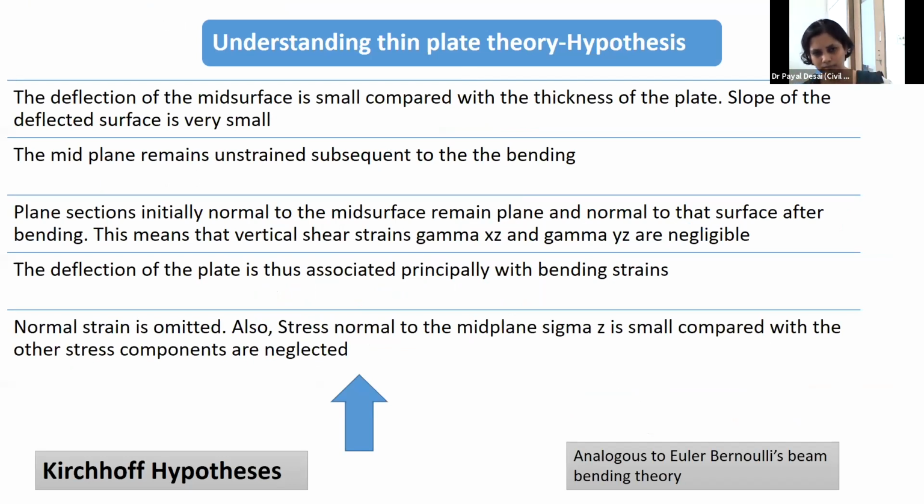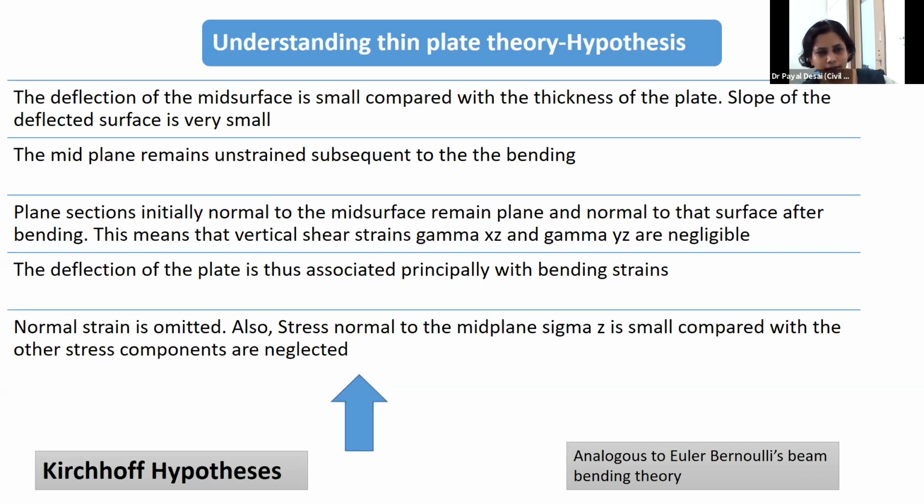So except for this 2 dimension, most of the assumptions are in line with the beam bending theory, which was also developed, as I told you, by Euler-Bernoulli. It is called the Euler-Bernoulli beam theory. So in plate theory, because it's 2 dimensional, we are calling it the mid plane. So the mid surface is considered similar to the neutral surface of the plate, and it does not deform. It remains unstrained. Basically, there won't be any strain.